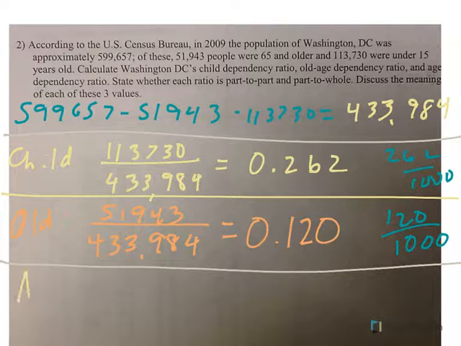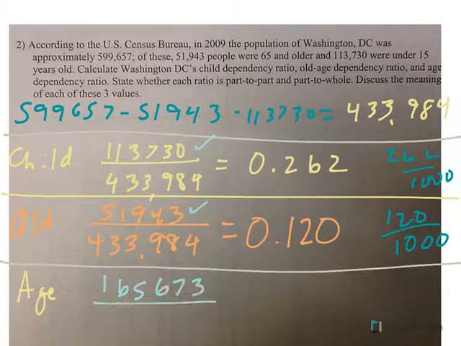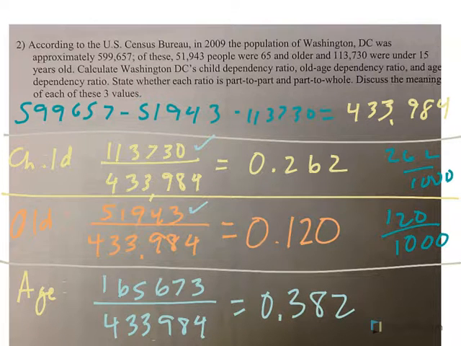And if we go to straight age dependency, again, straight age, we're going to add the two numerators together, and we end up with 165,673 over the working population of 433,984, and we get a decimal of 0.382, which would mean in DC, for every 1,000 workers, they are helping to support 382 dependents.